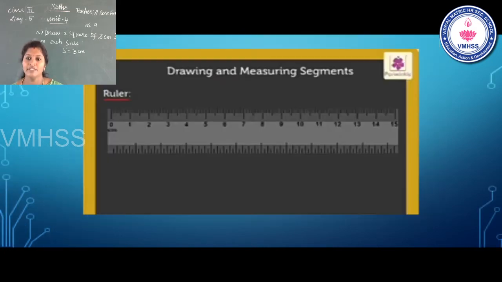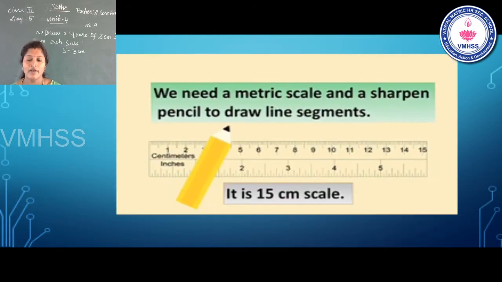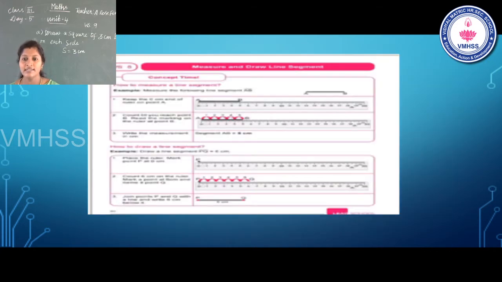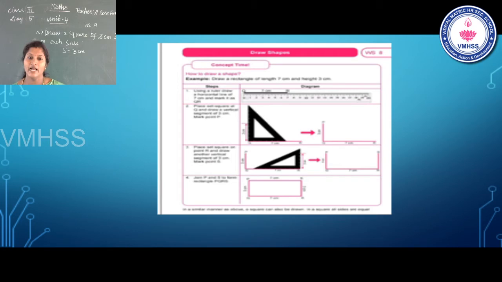Okay, drawing and measuring a line segment using a ruler. Okay, we need a metric scale and a sharpened pencil to draw a line segment or any shapes. Okay ma, so now we move to draw shapes. Okay, students, please see the slide ma. So you take page number 84.